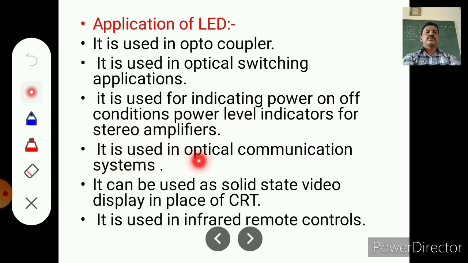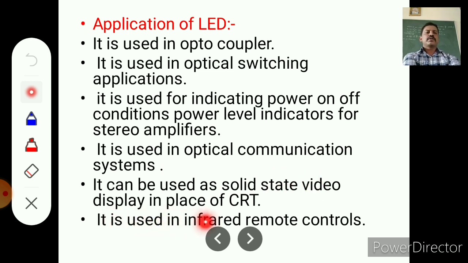It is used in optical communication systems. Nowadays for communication we can use optical fiber, and for optical fiber communication, LEDs are used. It can be used as a solid state video display in place of CRT. Instead of the cathode ray tube, nowadays we use LED TV and LED phones. These are flat and lightweight. So instead of the older video display, now we use LEDs.